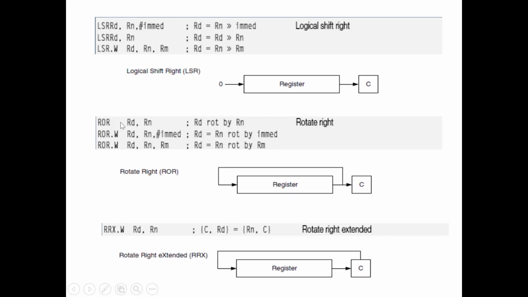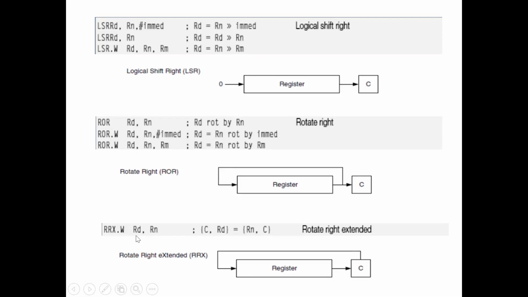So next instruction ROR Rd, Rn. The Rd content will be rotated by the number of times present in Rn. Result will be stored back in Rd. Next instruction ROR.W Rd, Rn, #immediate. The content of register Rn will be rotated by the number of times which is given in the immediate data, and the result will be stored back in Rd. Next instruction is ROR.W Rd, Rn, Rm. The content of register Rn will be rotated by the number of times which is present in Rm, and the result will be stored back in Rd.